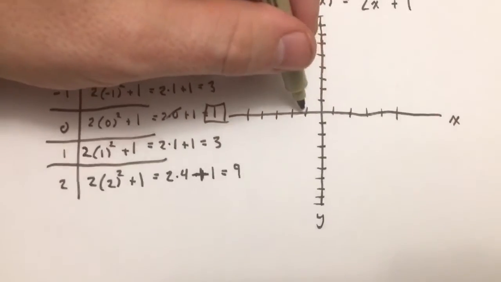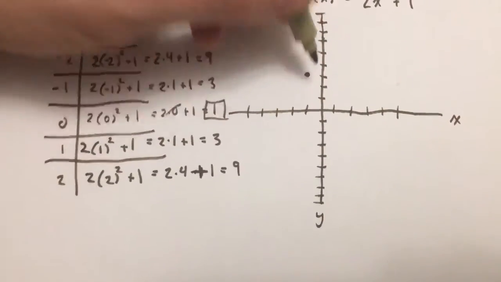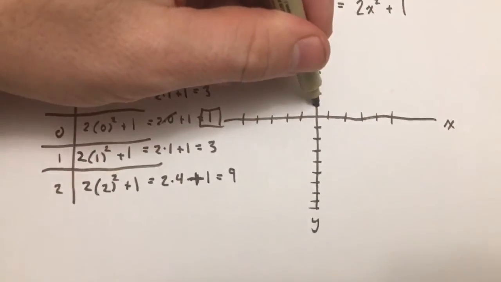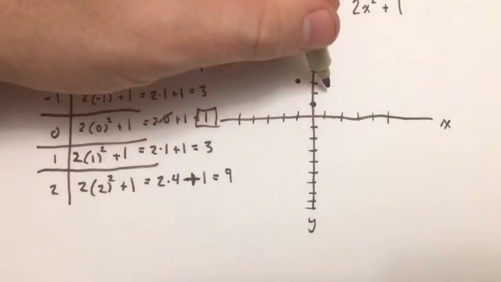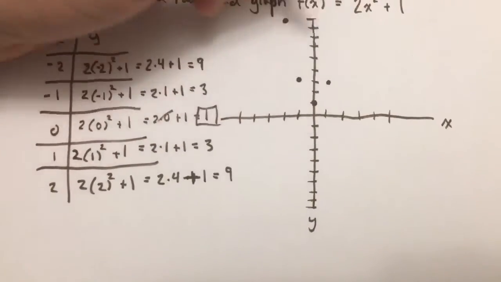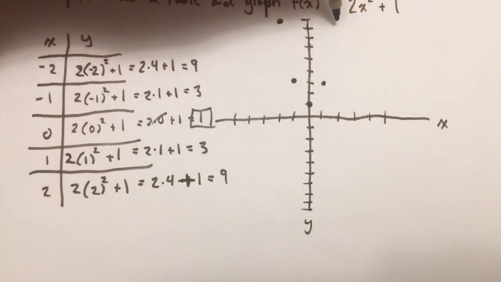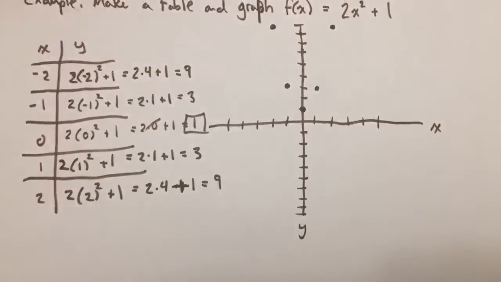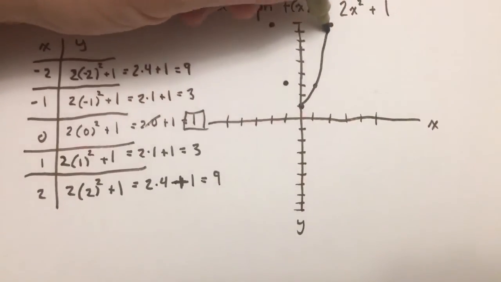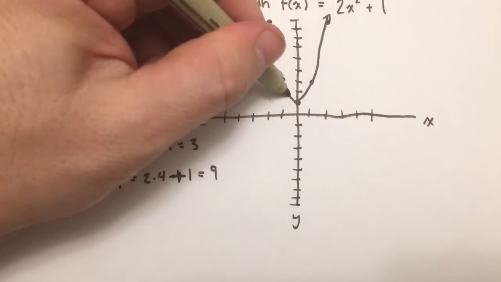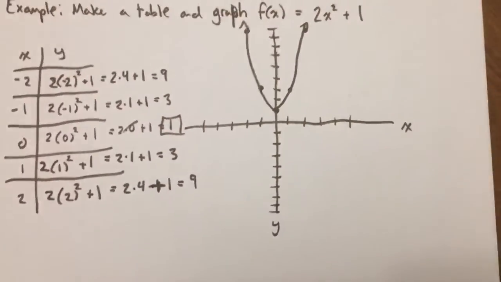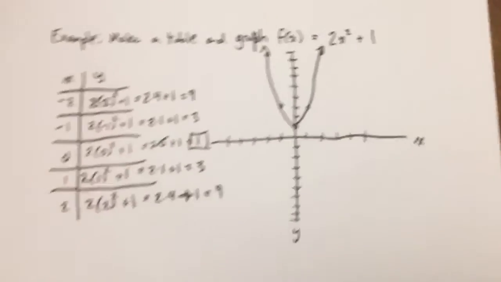Then the next one's at negative 1, 3. Then the next one is at 0, 1. And then the last two values just mirror on the other side. Right there. There you go. And then we can draw our parabola around the behavior of those points.